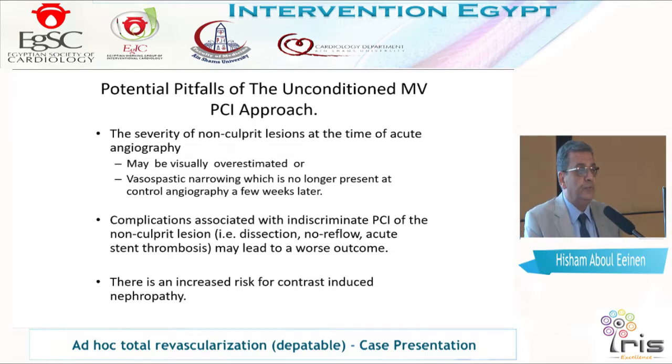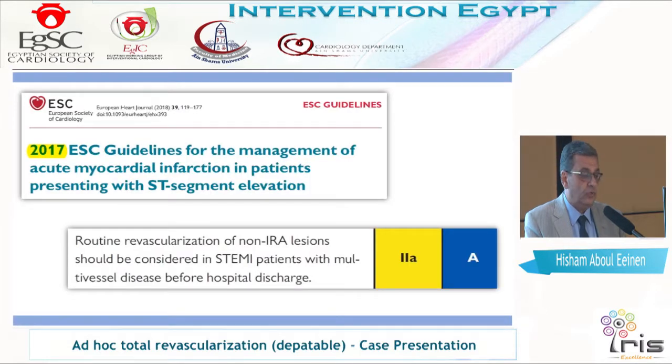What are the potential pitfalls of the unconditioned multi-vessel PCI approach? The severity of a non-culprit lesion at the time of acute angiography may be visually overestimated, or a vasospastic narrowing which is no longer present at control angiography may be present weeks later. Complications associated with indiscriminate PCI of the non-culprit lesion, such as dissection, no reflow, and acute stent thrombosis, may lead to worse outcome. Finally, there is an increased risk of contrast-induced nephropathy.